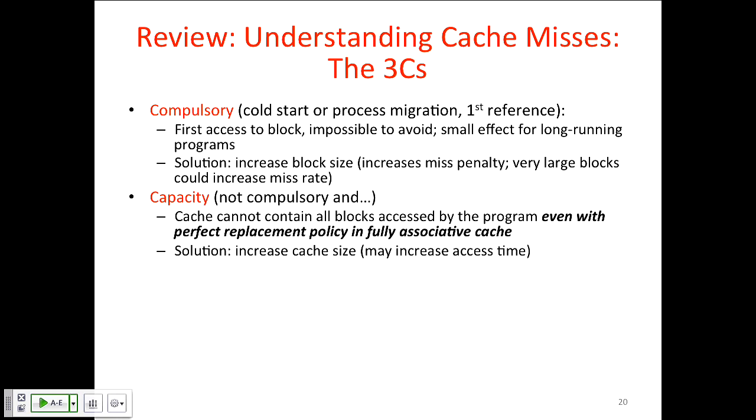Capacity misses, this is when there's no way your cache is big enough to have avoided that miss, right? And the tricky thing with this is the actual definition: the cache cannot contain all the blocks accessed by the program, even if you had a perfect replacement policy in a fully associative cache. So even if the cache could look into the future and figure out the next billion requests you're going to make, and then kicked out exactly the right entries to improve your miss rate, you're still going to get a miss because there just isn't enough space to hold all the data you need.